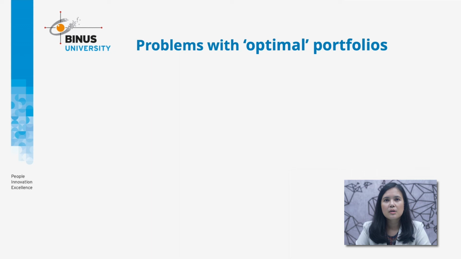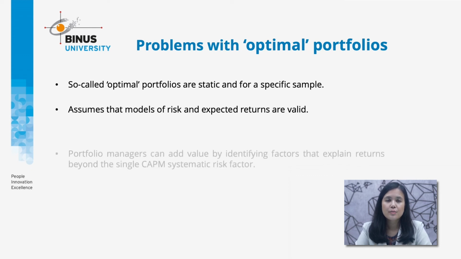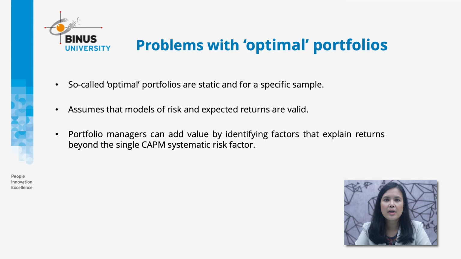However, there are problems with the optimal portfolio. First, so-called optimal portfolios are static and for a specific sample. Second, it also assumes that models of risk and expected returns are valid. Third, portfolio managers can add value by identifying factors that explain returns beyond the single CAPM systematic risk factor.